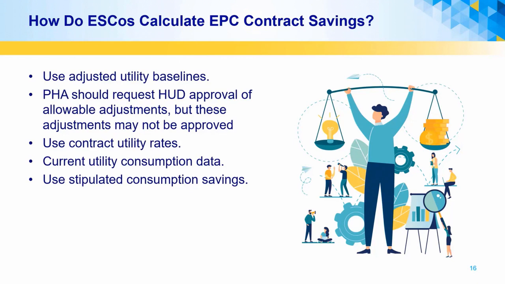When ESCos calculate their contract-defined savings, they will use adjusted baselines and contract rates and utility consumption data and the stipulated consumption savings. The ESCo guarantees fewer savings than they expect the project to produce to create a safety margin for them for their savings guarantee to the PHA. This differs from how HUD calculates energy performance savings.